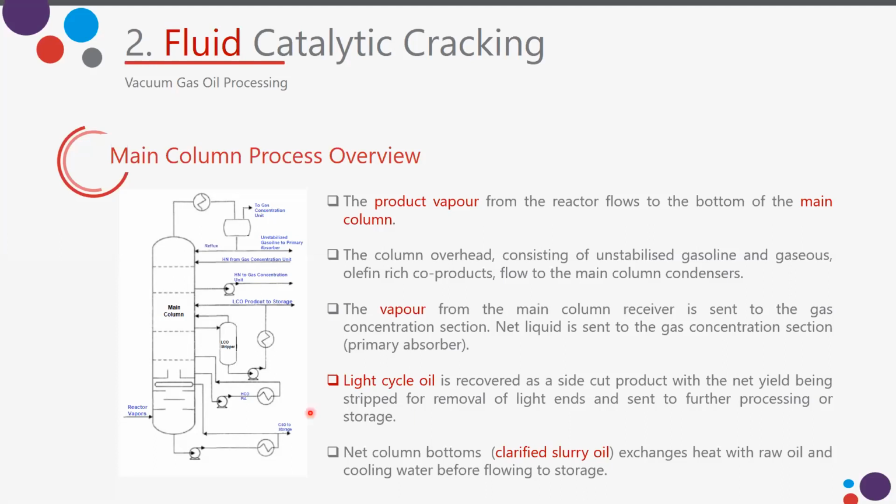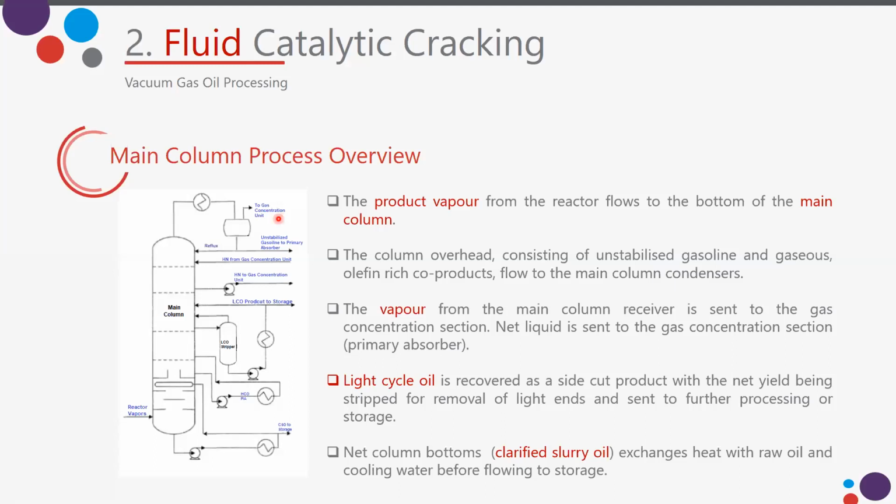Okay. So we have seen so far the reactor and the regenerator, and also the main column process overview. So we have seen that we have our product from the reactors going to the column, and here in the fractionation column, we get these two streams. We get one gas stream from this accumulator, and we get this liquid stream.